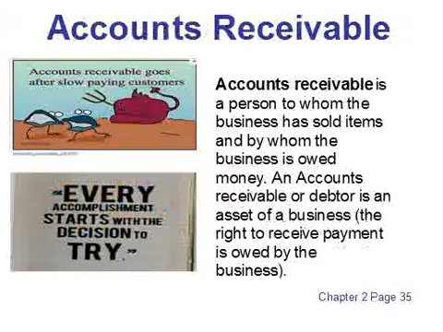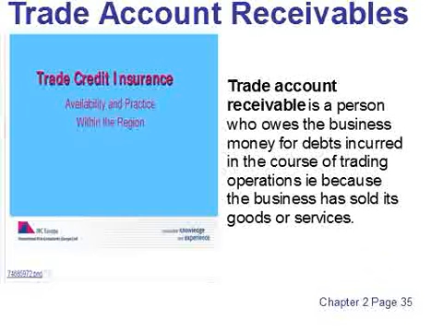Accounts receivable. Accounts receivable is a person to whom the business has sold items and by whom the business is owed money. An accounts receivable or debtor is an asset of a business. The right to receive payment is owed by the business. Trade account receivable. Trade account receivable is a person who owes the business money for debts incurred in the course of trading operations, i.e. because the business has sold its goods or services.